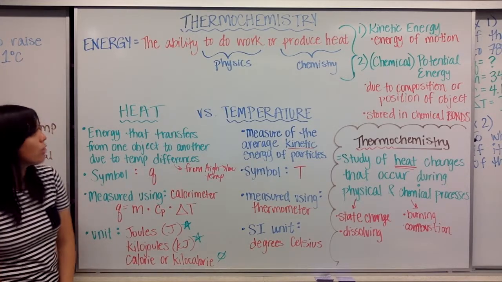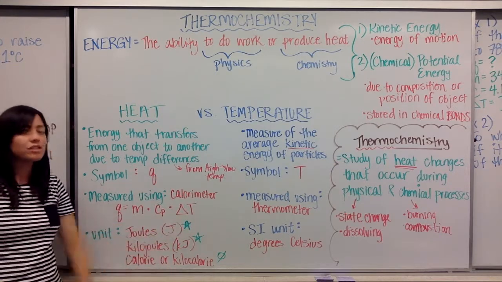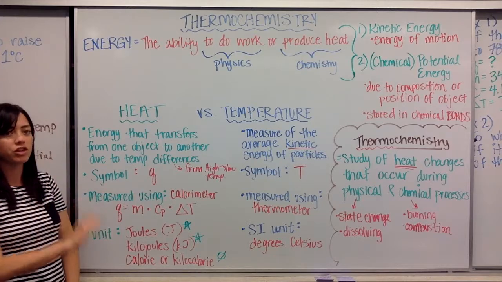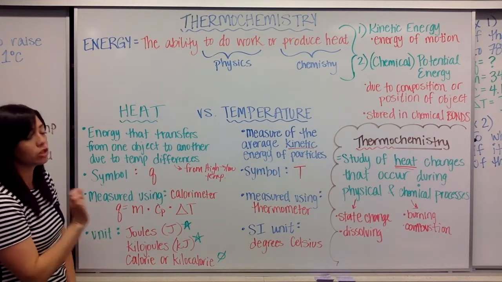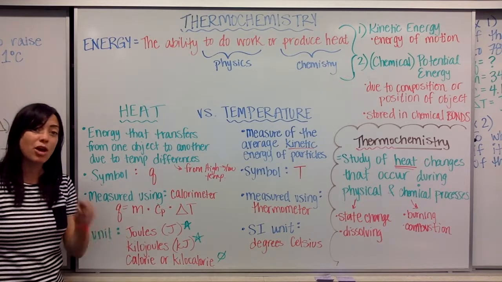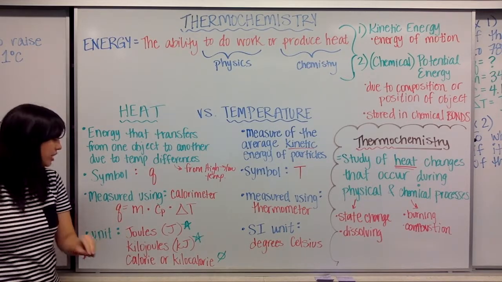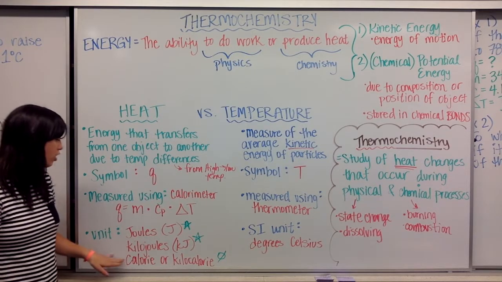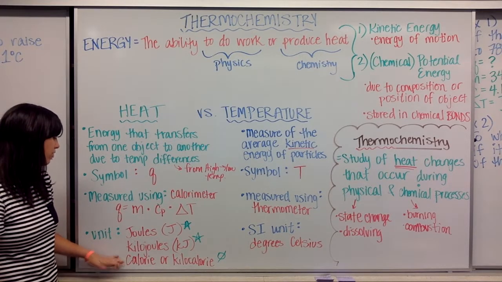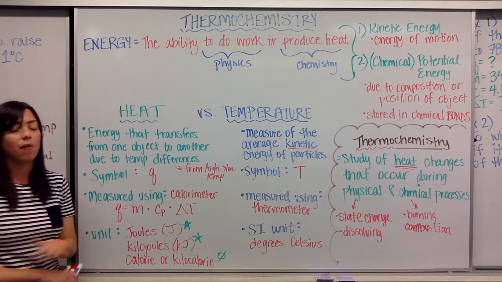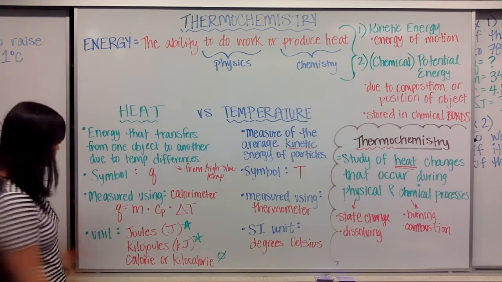The unit for temperature, as we know, is degrees Celsius. We've also dealt with Kelvin, but the official SI unit is degrees Celsius. Whereas the unit for heat, because we're specifically talking about energy, is joules or kilojoules. Now, also, sometimes you'll see it referred to as calories or kilocalories, but we're not going to use that in chemistry right now.